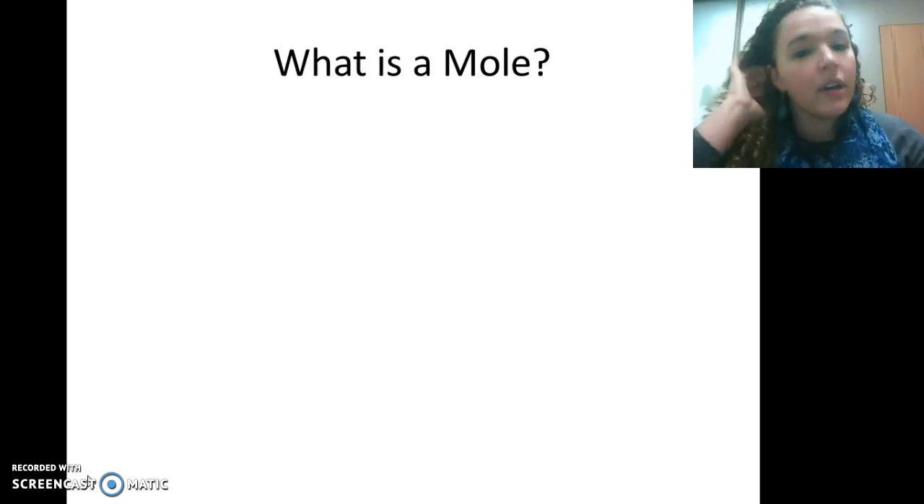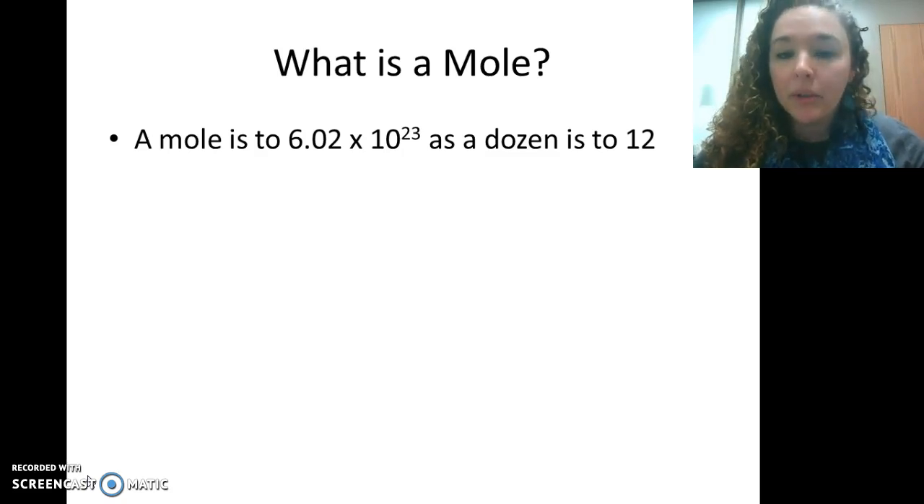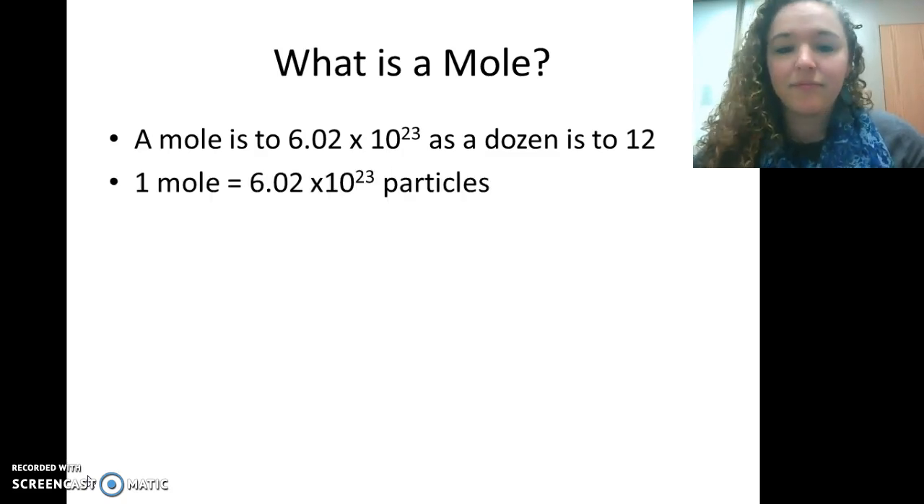So the next thing I want to cover is, what is a mole? A mole is to 6.02 times 10 to the 23rd as a dozen is to 12. So a mole is just a way to group molecules together in a way that is more helpful for us when we actually talk about them. Because atoms are so tiny that it does us no good to talk about one single atom. We talk about large groups of atoms. And what's the point of talking about a single donut when you could talk about a dozen, right?